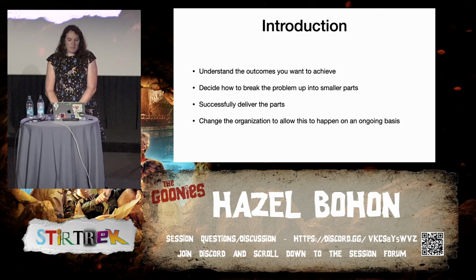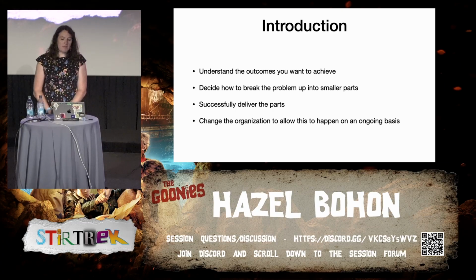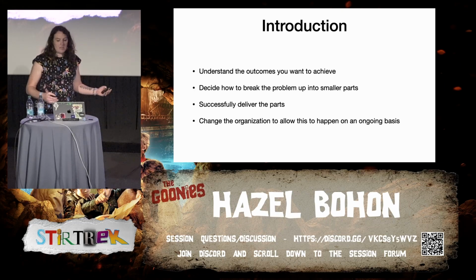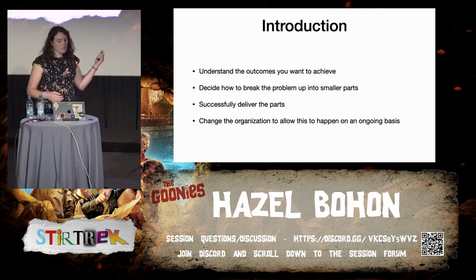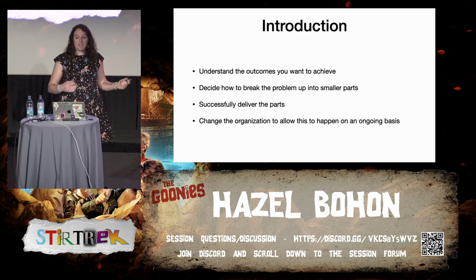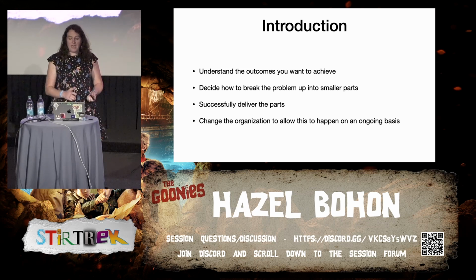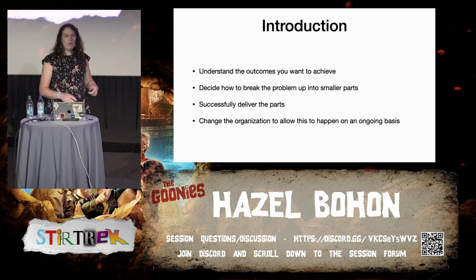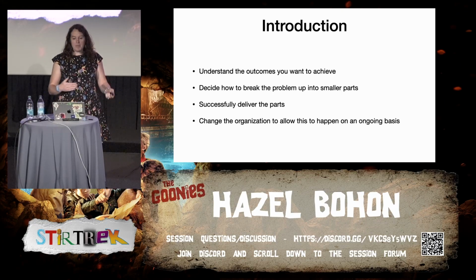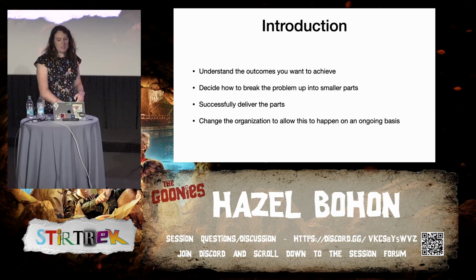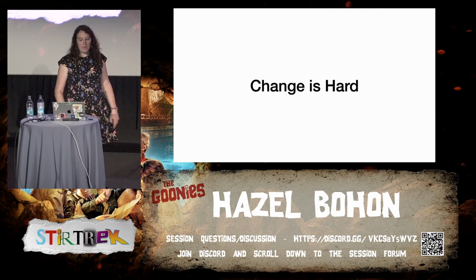So the strategy which we found to be most effective for modernizing an application has been to start by understanding the outcomes you want to achieve, deciding how to break the problem into smaller parts, successfully delivering those parts, and changing the organization to allow that kind of deployment process to occur repeatedly on an ongoing basis. In this presentation, we will discuss how to achieve each of these pillars.